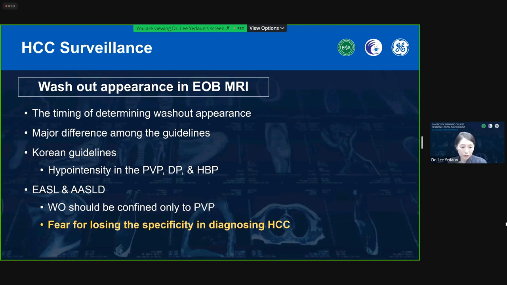As we've seen in the previous slides, the timing of determining washout appearance in EOB MRI is one of the major differences among the guidelines. The reason why the Western guidelines stick to confining the timing only to the portal venous phase is the fear of losing the specificity in the diagnosis of HCC.